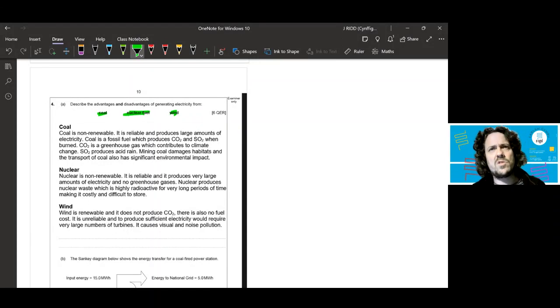To explain the advantages of one energy resource over another, for example, requires you to think about both of them simultaneously and think about how they compare. In this, we're just asked to state the advantages and disadvantages of all three. I will just read through this quickly.